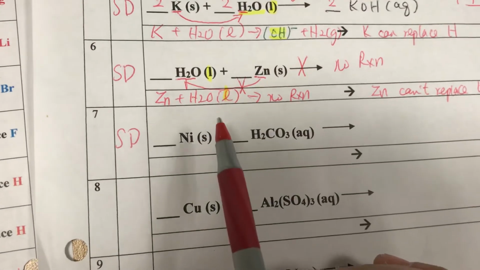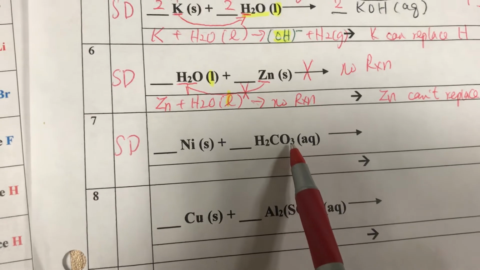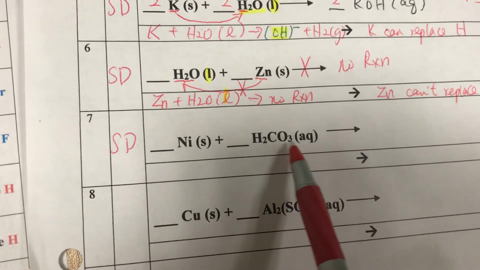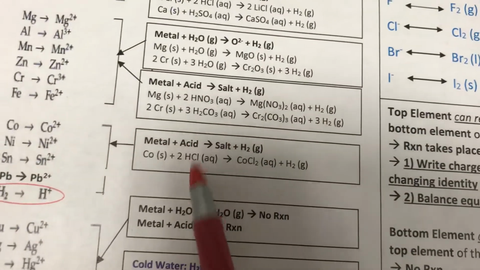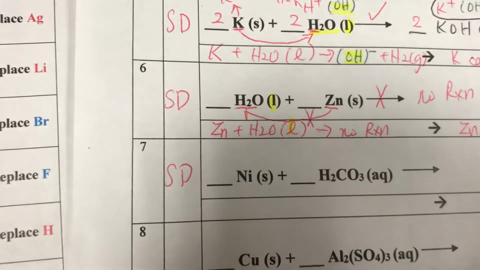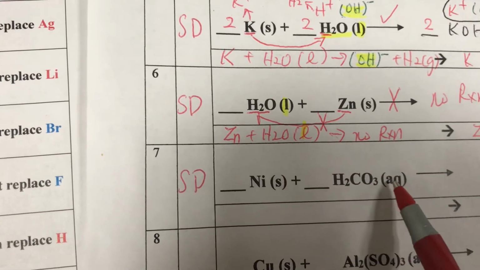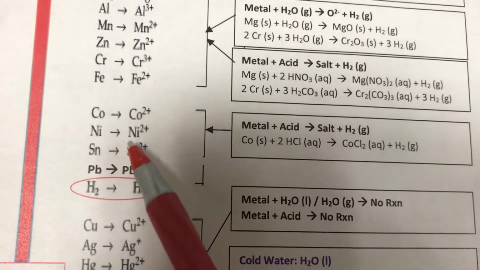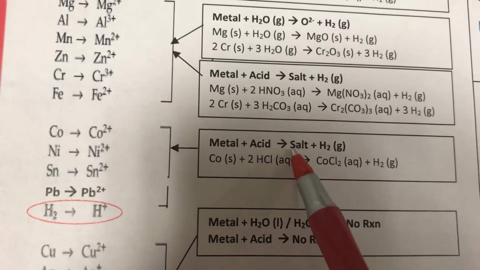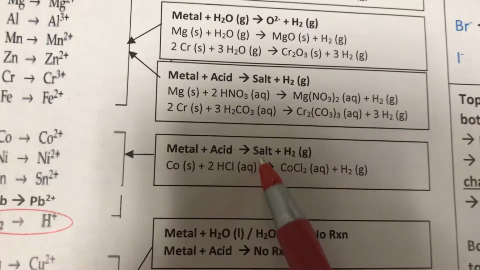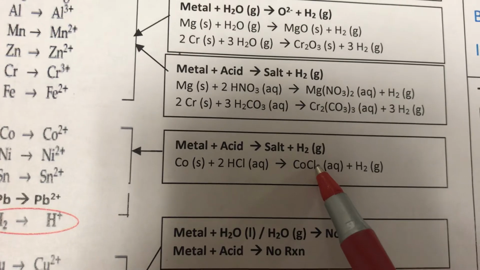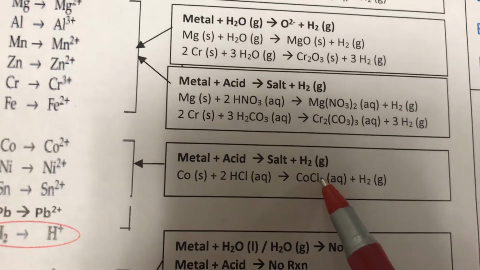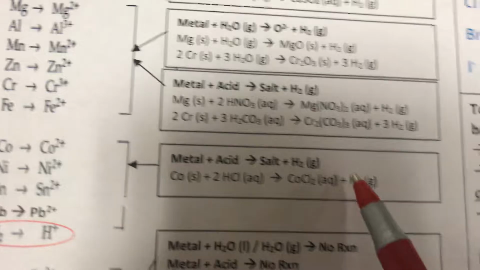So number 7, you recognize that H2CO3 aqueous is actually an acid. So I'm gonna look up nickel to see if it reacts with the acid. Nickel does have a reaction with acid. It will form salt and H2. So what does that mean by salt? It will just form back the negative charge as part of the salt, and then the H2 gas. So it does have a reaction.